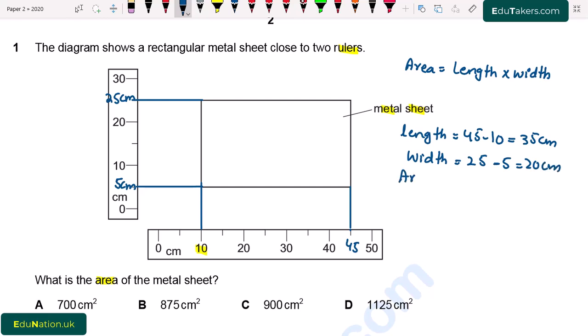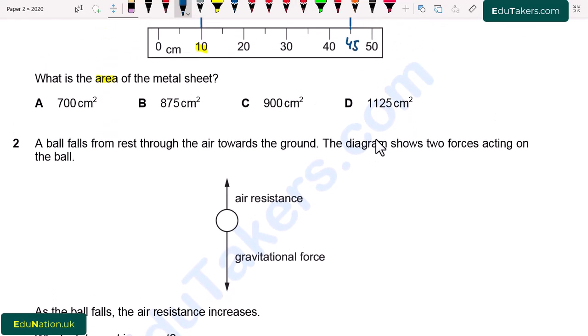So area is equal to length, which is 35, multiplied by width, which is 20. So area will be equal to 700 centimeter square. From here option A is correct.